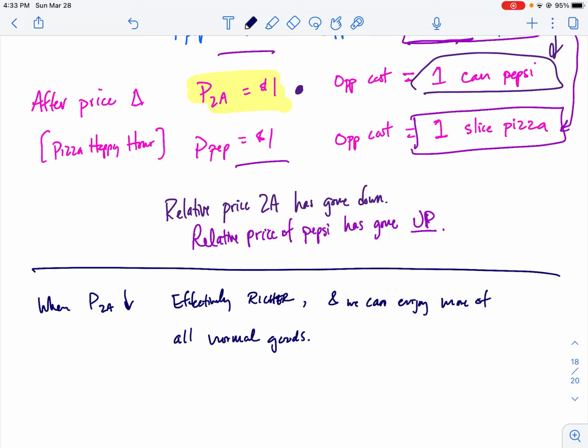So the income effect says, hey, pizza is cheaper. Enjoy more pizza. Enjoy more Pepsi, right? Have more of both. The income effect in this case is saying you can have more pizza and more Pepsi because they're both normal goods. They're both things that you like. And as your income goes up, you could buy more of them. So effectively, your income has gone up. You're effectively richer. So the income effect is telling you have more pizza and have more Pepsi.